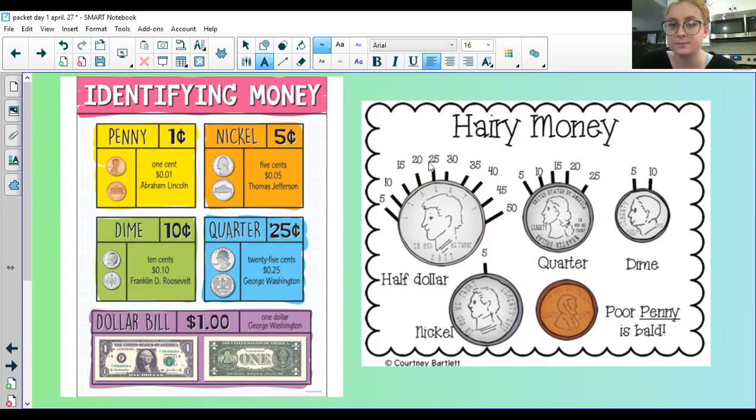It's worth $1. When we count money, we taught you this method. It's called Hairy Money. So you can count by 5s for each 5 that's in it. So a penny won't have any because it's only worth 1 cent. But a nickel will have 1 hair or eyelash on it for 5 cents. A dime will have 2. A quarter will have 5. So you can use that to help you for this as well.